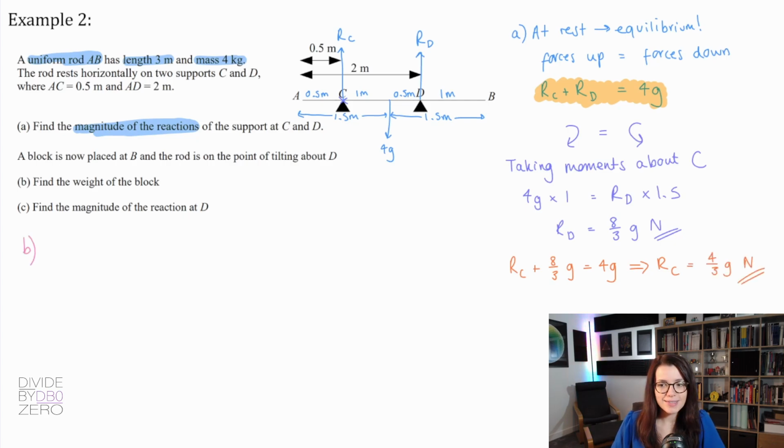Part B. A block is now placed at B and the rod is on the point of tilting about D. Find the weight of the block. So now the scenario is changed, I'd probably draw a new diagram. So we've got the rod, A, B. It's still a uniform rod, so 4G is in the middle.